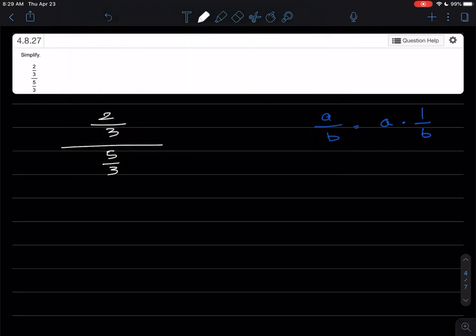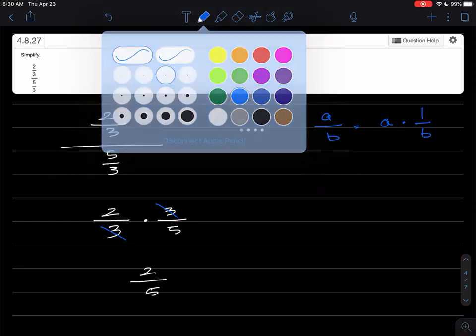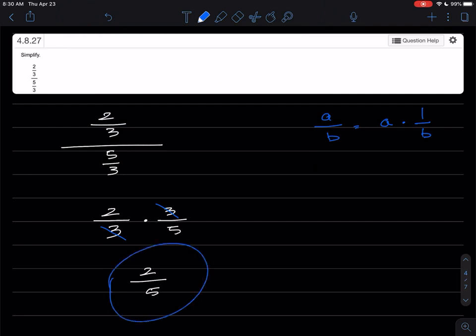So in this case, we can rewrite this as a multiplication statement, and we're always going to write these complex fractions as their equivalent multiplication statement. So we have 2 over 3 times the reciprocal, or 1 over b. So the reciprocal is going to be 3 over 5. Because we have a 3 in the top and a 3 in the bottom, we can cross-cancel those two factors. Then we simplify that, we end up with just a 2 in the top and a 5 in the bottom. So 2/5 is my final answer.